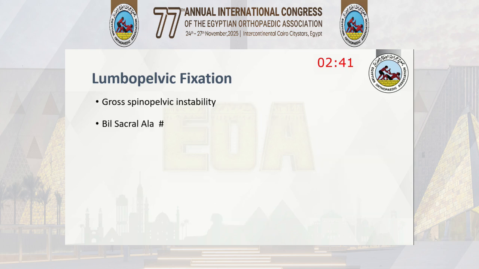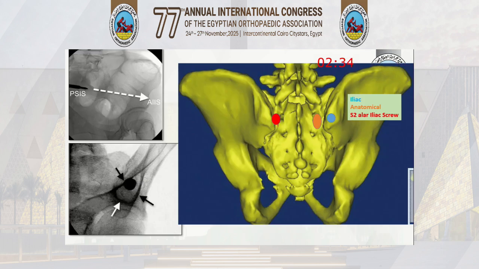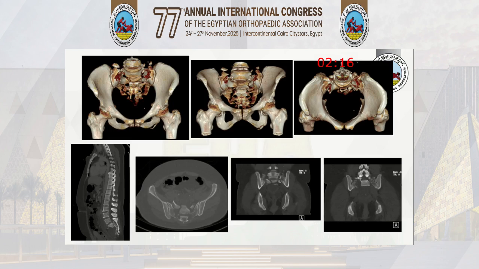So the indications will be gross spinopelvic instability, the H and U types, and as I showed you, Isler's classification. You know better where exactly to put them. Anatomical one is the most common, but S2 alar iliac, which is so common for you in the tumors, can also be put here. But in trauma, the fracture is usually happening where your S2 alar iliac screw insertion point is going to be.